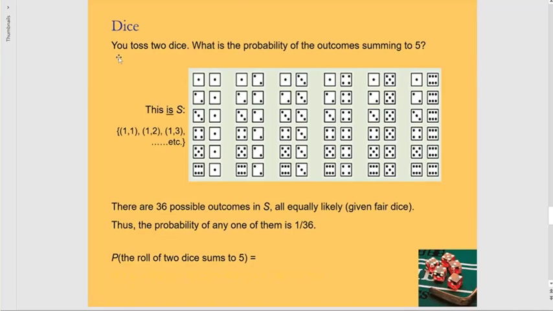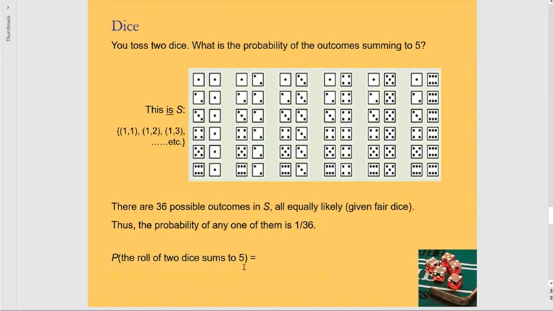For this example, suppose you toss 2 dice. What is the probability of the outcome summing to 5? The sample space is shown here, and we can see that there are 36 possible outcomes. We start with a 1 on the first die and a 1 on the second die, a 2 on the first die, 2 on the second die. So there's a lot of different outcomes, right, as we go through these. There's 36 outcomes, and all of them are equally likely to occur since we're dealing with a fair die. And so the probability of each of these 36 outcomes is 1 over 36.